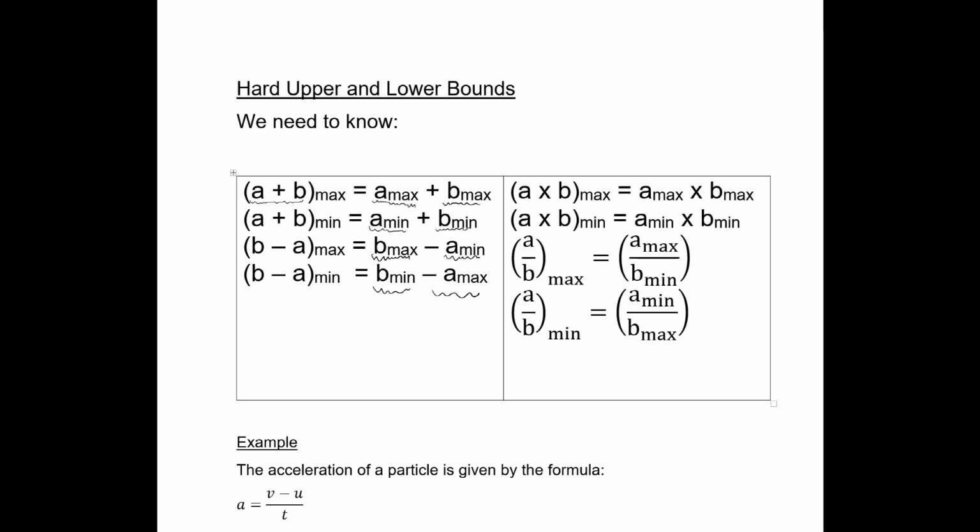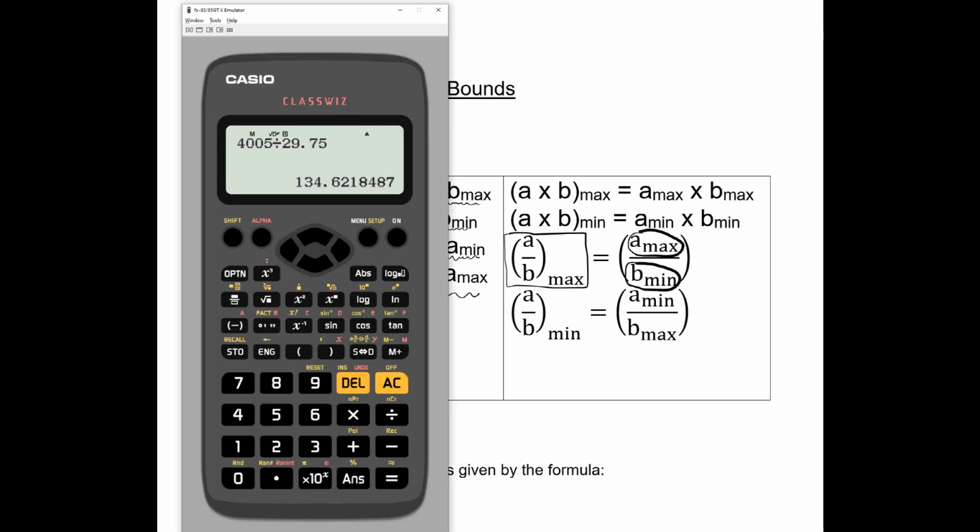The maximum of two positive numbers, so assuming that a and b are positive, the maximum of a times b is going to be the maximum of a multiplied by the maximum of b. The minimum of a times b is the minimum of a multiplied by the minimum of b. And probably the most tricky to understand is that the maximum of a divided by b is the maximum of a, so basically the top of the fraction needs to be as big as possible, divided by the minimum of b. This is because if we divide by something smaller, our answer will get bigger.